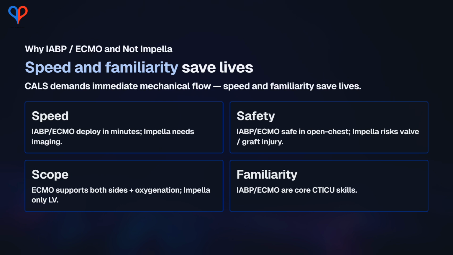Impella crosses the aortic valve and usually requires fluoroscopy or specific imaging and careful positioning. That takes time and is risky around fresh grafts and valves. It supports the left ventricle only, which is not enough when there is right ventricular failure, tamponade, or global collapse. For these reasons, in an acute CALS scenario, balloon pump and ECMO are preferred. Later, once the patient is stable, an Impella can be used for left ventricular unloading or as part of a planned hybrid strategy. But in the first minutes of a post-cardiotomy arrest, balloon pump and ECMO are the fastest and safest bridges to organ perfusion.